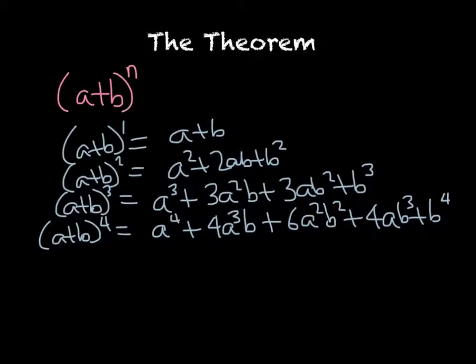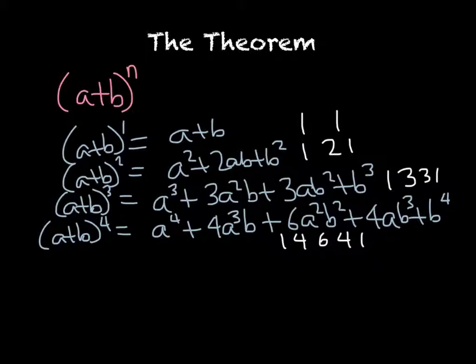And then what about our coefficients? Our coefficients are 1, 1, 1, 2, 1, 1, 3, 3, 1, and 1, 4, 6, 4, 1. If these numbers look familiar to you, that's because they are the rows of Pascal's triangle.